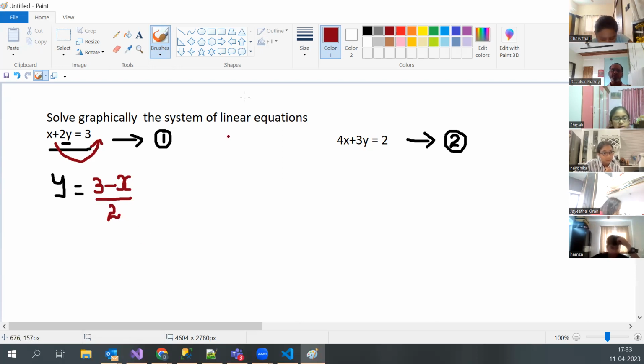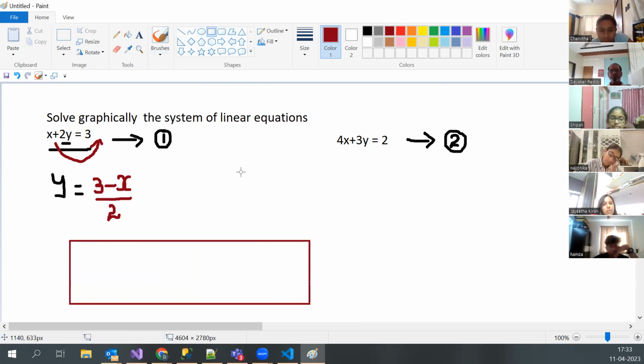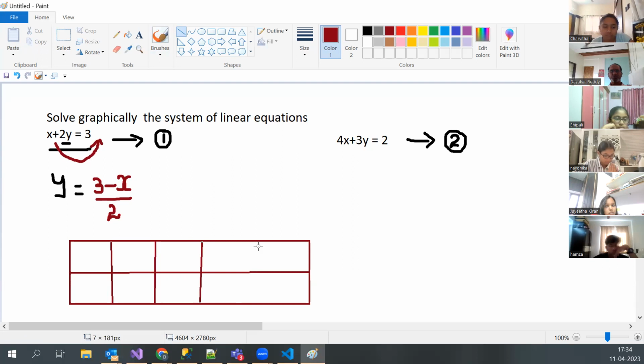Don't copy yet, children. Wait. Next, what do we need to do? We need to prepare a table. We did this, I think, for linear equations in two variables in ninth class, as per my knowledge, but I'm not sure.